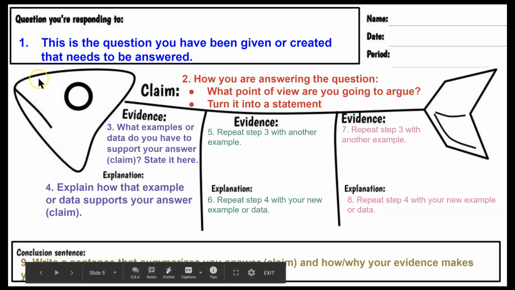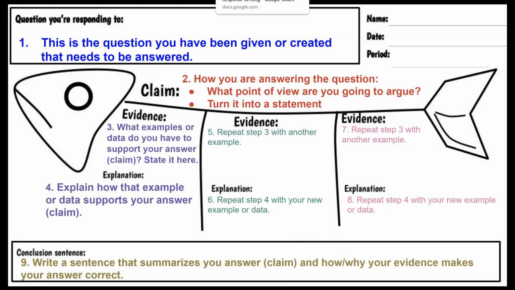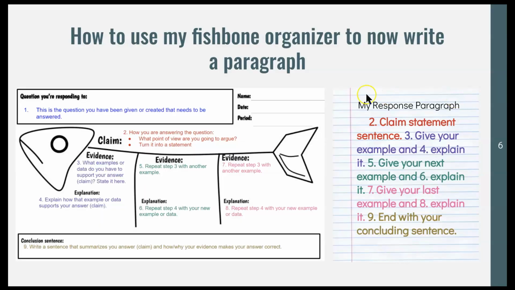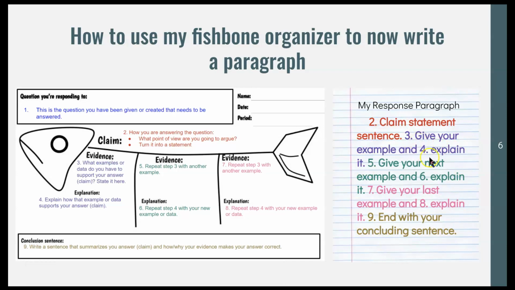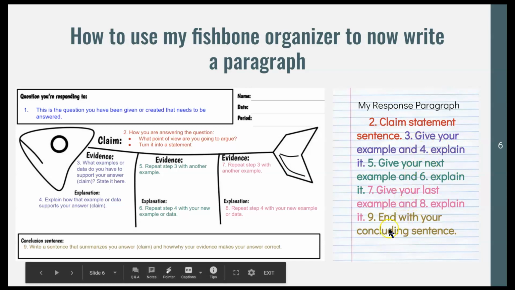And what you're trying to do is write a sentence, just a single one, that summarizes your answer, so your claim, and how or why your evidence makes sense, why it proves your point of view. Eventually, we're going to be taking this outline and rewriting it into a single paragraph. Okay, and it goes in that order: claim, evidence, evidence, evidence, and the concluding sentence. Now, within that evidence, you're also going to be explaining.